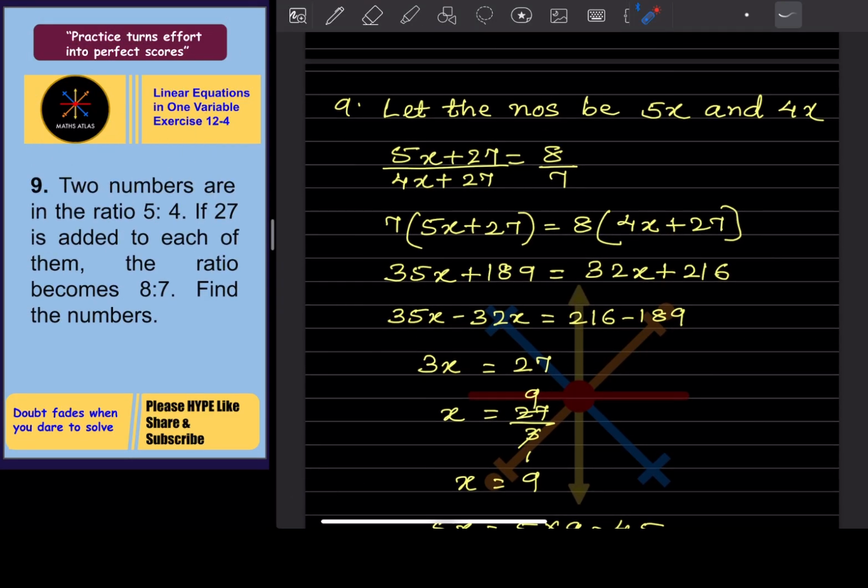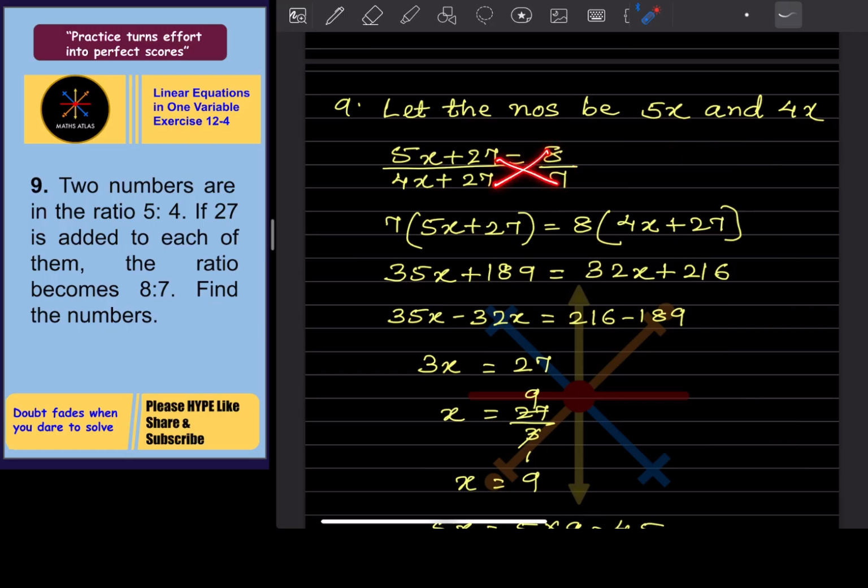Two numbers are in the ratio 5:4. If 27 is added to each of them, the ratio becomes 8:7, and you have to find the numbers. So here the ratio is 5:4 for two numbers. So here we can take the numbers to be 5x and 4x. If 27 is added to each of them, the ratio becomes 8:7. So here each of them is in the numerator as well as the denominator. So 5x plus 27 divided by 4x plus 27, the ratio becomes 8:7. 8:7 means that is going to be 8 by 7.